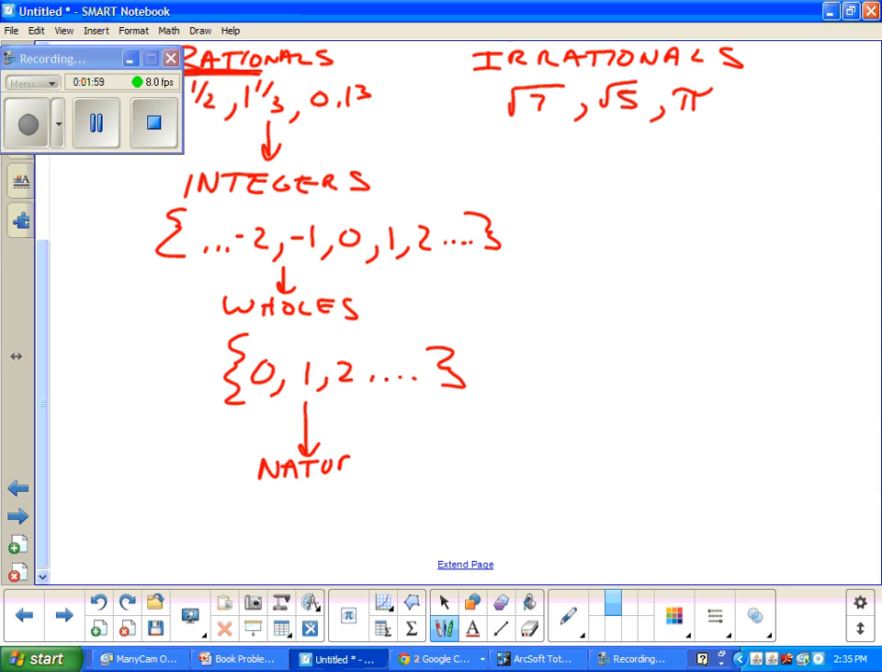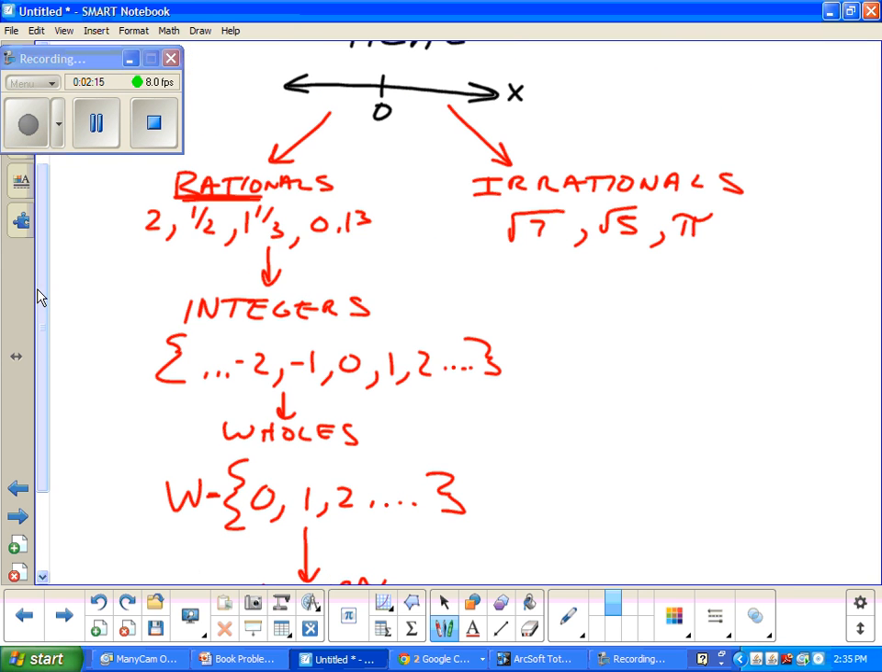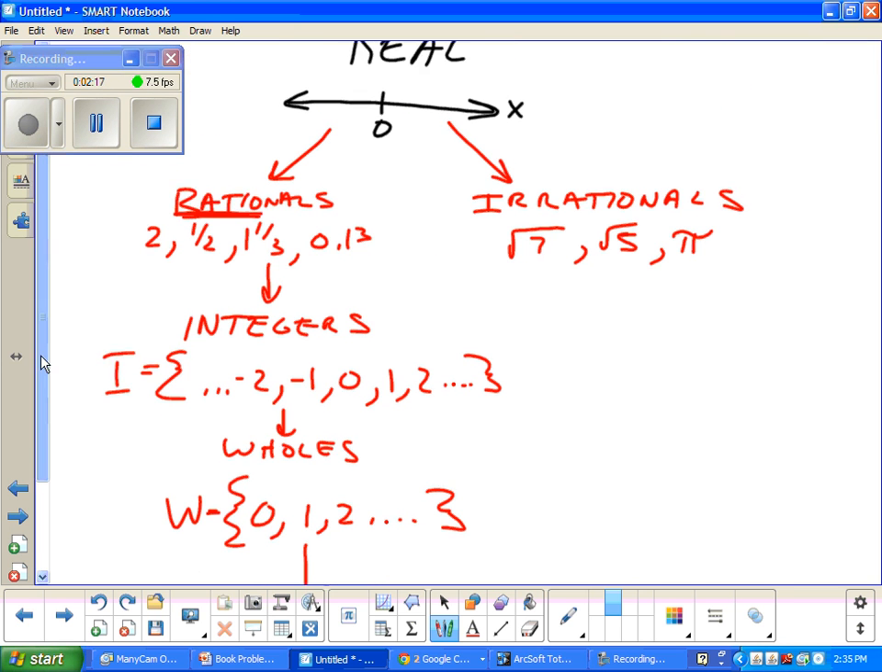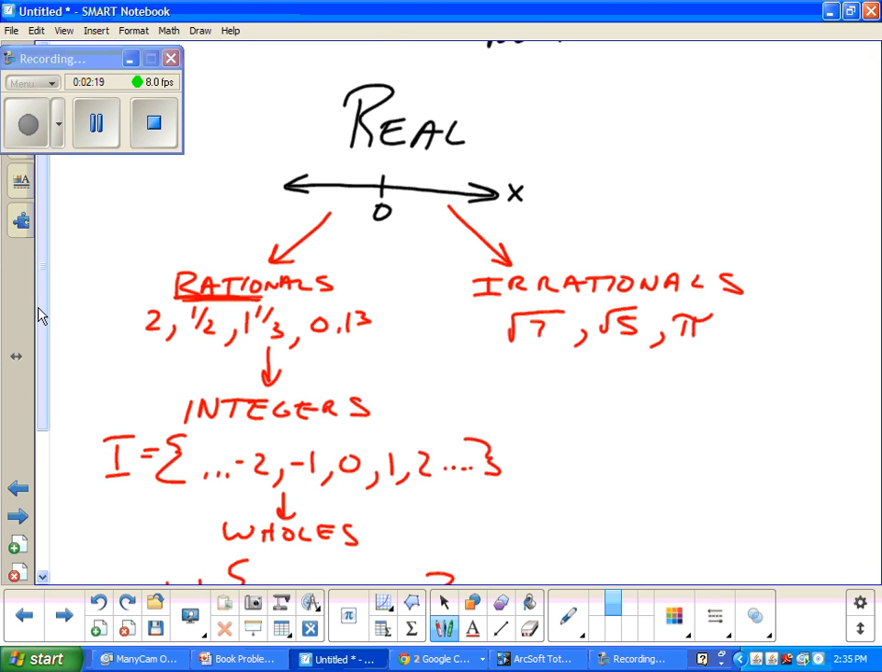And I always remember naturals by the trick of, if I was counting as a little kid, I always went 1, 2, 3, 4, 5. That's natural. Well, that's natural numbers. And a lot of times we'll designate them by sets. Alright? So these are the real numbers, and reals we can do with the symbol R.